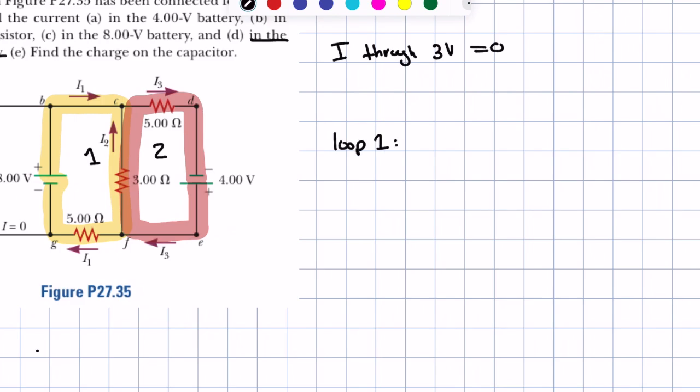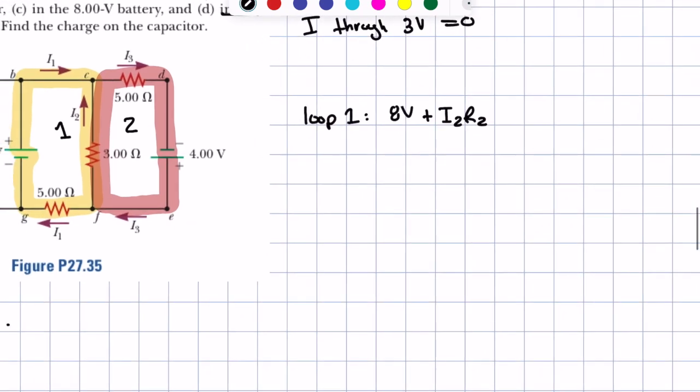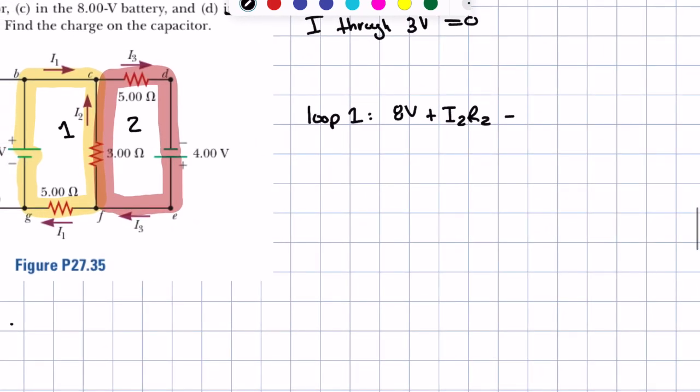So loop 1, we have 8 volts, right here. This is 8 volts. And then normally we'd have negative I2 R2. But here, because we're going in the opposite direction of I2, it's negative, negative. So it's plus I2 R2. And then it's going to be negative here. I shouldn't call it R2, actually. I should just say what it is. So what I meant is plus I2 times 3 ohms minus 5 ohms times I1.